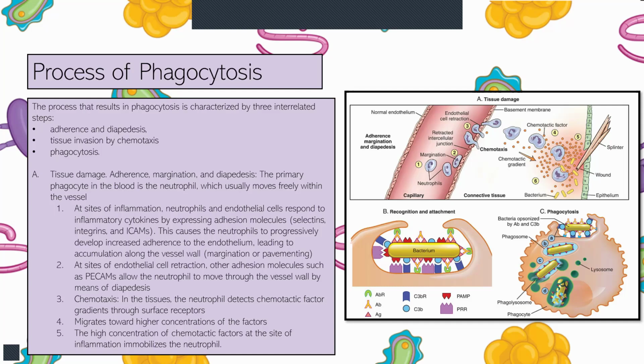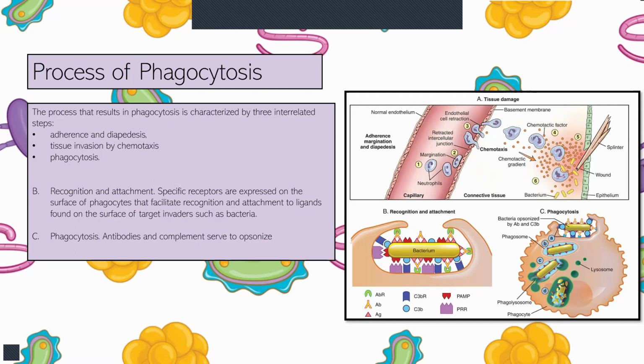Chemotaxis, this is when the neutrophil detects chemotactic factor gradients through surface receptors and migrates toward higher concentrations of the factors. With high concentration of chemotactic factors at the site of inflammation, this immobilizes the neutrophil. Further, specific receptors are expressed on the surface of phagocytes that facilitate recognition and attachment to ligands found on the surface of target invaders such as bacteria. And then with phagocytosis, antibodies and complement serve to opsonize.